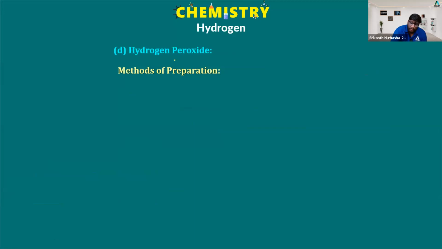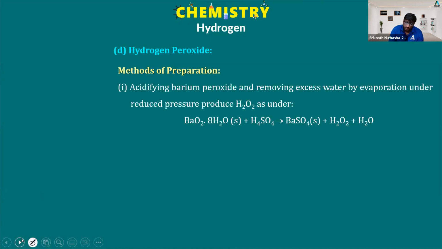Next to the commercially important compound, hydrogen peroxide. Methods of preparation of hydrogen peroxide: by acidifying barium peroxide and removing excess water by evaporation under reduced pressure, H2O2 is produced. If you treat barium peroxide with H2SO4, you form barium sulfate, H2O2 and H2O.